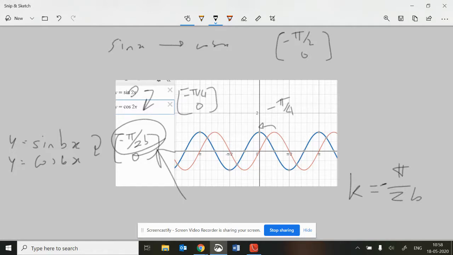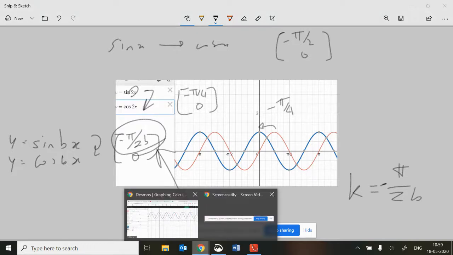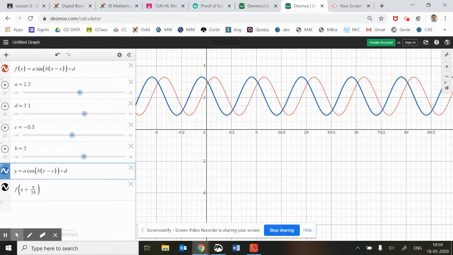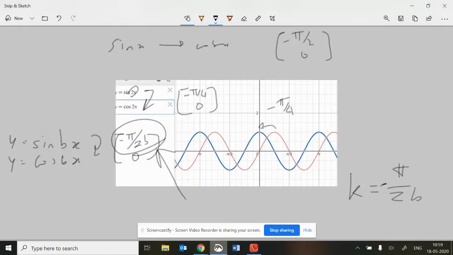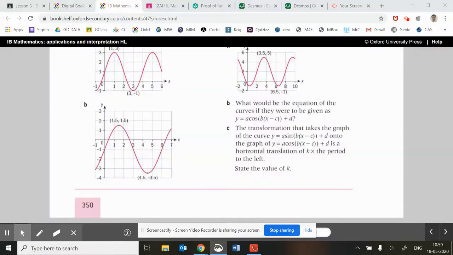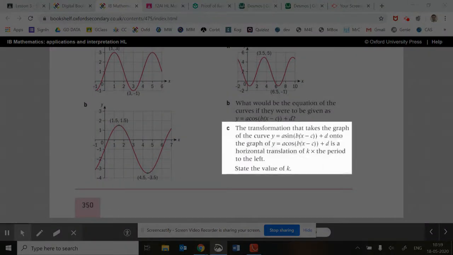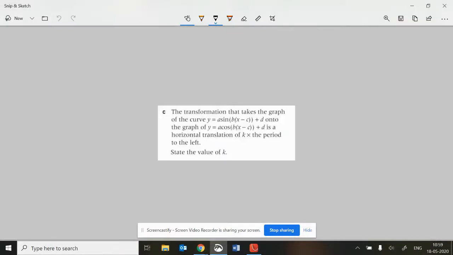Now, actually, the book, I think, is wrong in another sense, and I will go into why. If you want to just skip out now, you can, because it's getting a bit technical. Because I think the question is wrong. I think that's what they were trying to ask, but in fact, they ask something different. So they say the translation is a horizontal translation of k times the period to the left. So k times the period.